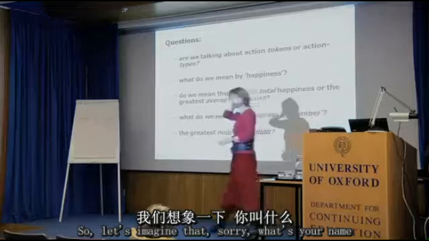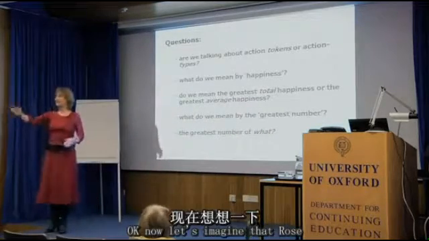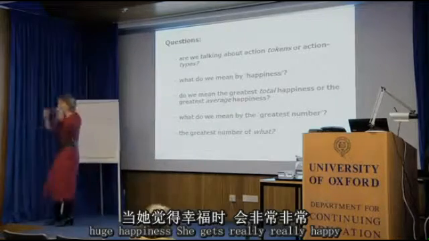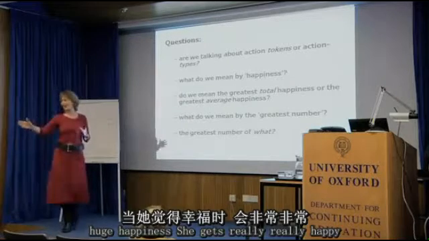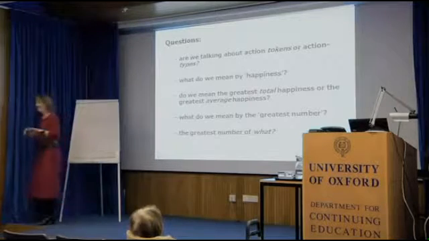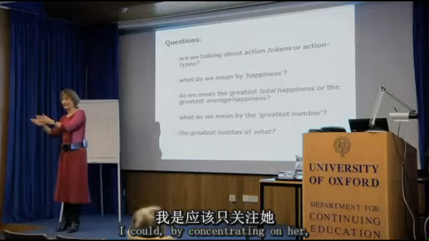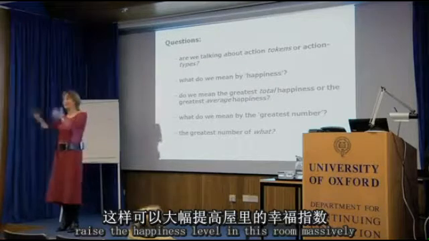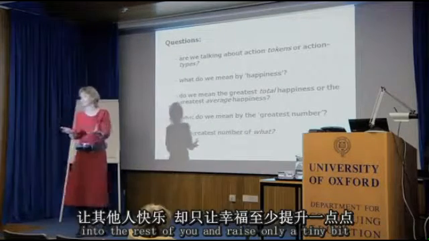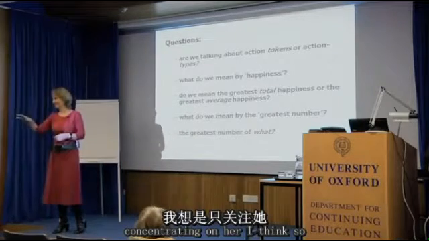So let's imagine that, sorry, what's your name? Ros. Okay, let's imagine that Ros is one of these people who delightfully is capable of huge happiness. She gets really, really happy when she's happy. The rest of you are miserable buggers. Now, what should I do? I could, by concentrating on her, raise the happiness levels in this room massively, and I could put a lot of effort into the rest of you and raise it only a tiny bit. Well, what am I going to do? Concentrate on her? I think so.